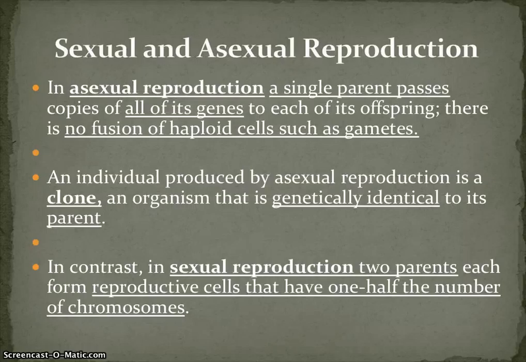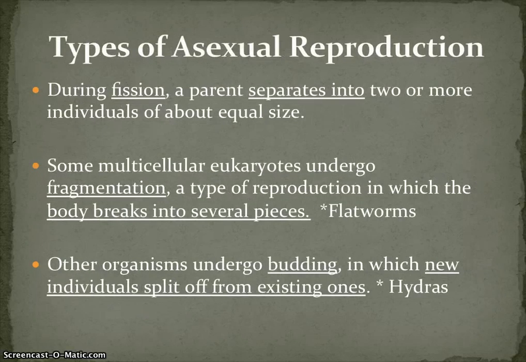We have talked about sexual and asexual reproduction already, but I just wanted to touch on it one more time. Asexual reproduction, you get all of the genes, you're a genetic clone. There's no sperm and egg meeting, no fusion of haploid cells like gametes. Instead, it's just a clone, and they're genetically identical. In contrast, whenever you do sexual reproduction, you have 2 parents, and you create a new individual, and each parent contributes half of the number, so the gametes combine to produce an individual with the full set.